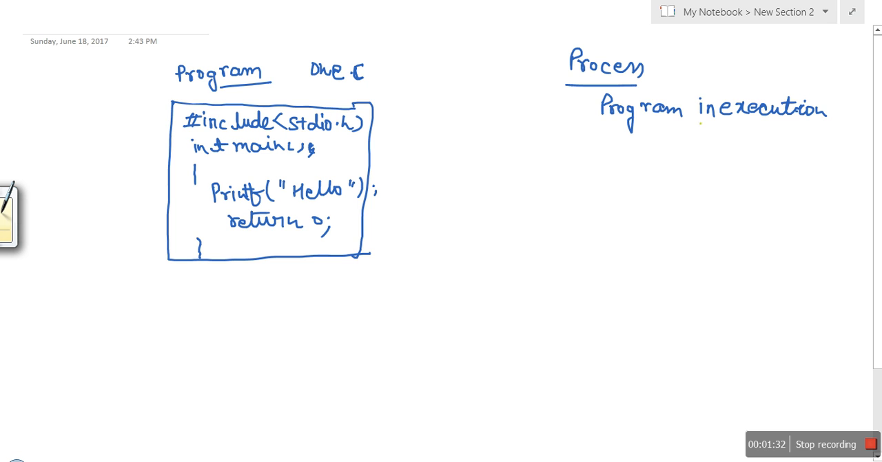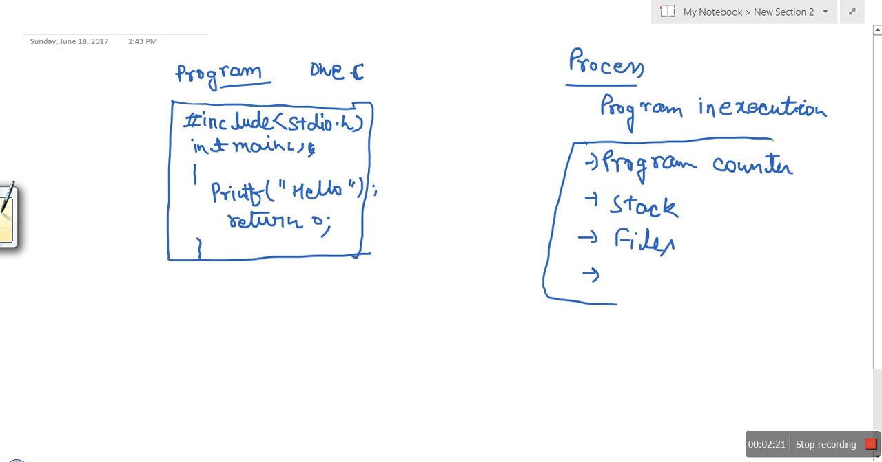What is the meaning of this? When you execute this program, for its execution it needs some space in memory. Plus, when your program is executed by the processor, the processor has to remember which portion of this program has already been executed. So there comes the program counter, which stores the address of the next instruction to be executed. It needs stack space. If this program is performing operations on some file, that file information also has to be stored. So when a program is actually executed, there is a number of pieces of information that have to be stored. All that information plus your program code is known as a process.